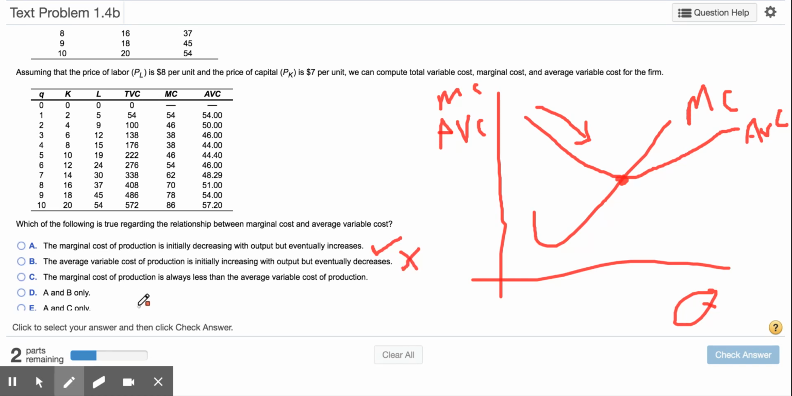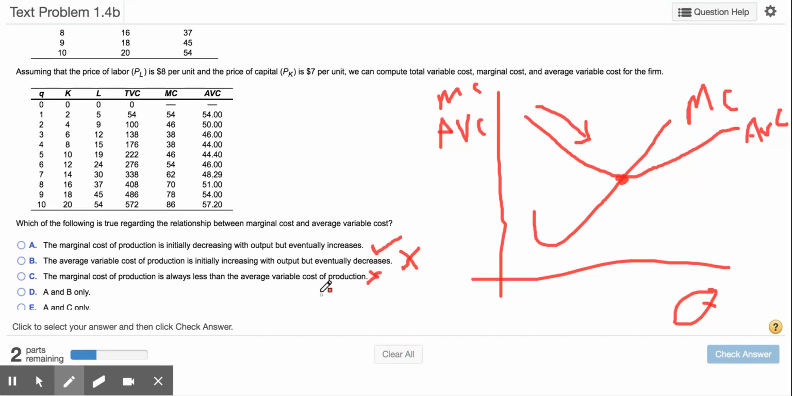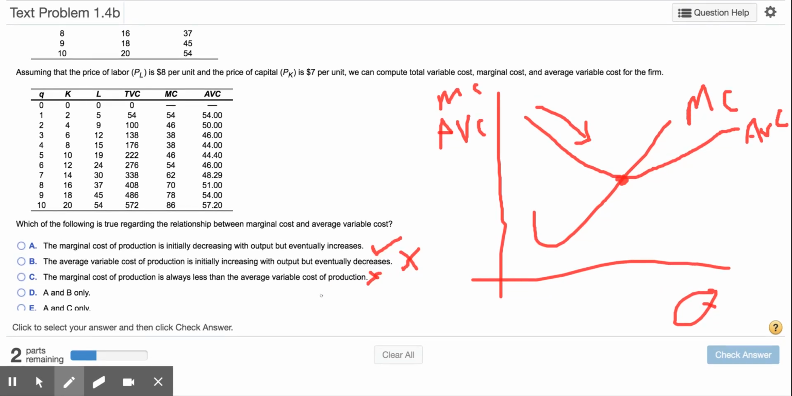C, the marginal cost of production is always less than the average variable cost. Not always. Look here, sometimes it's above, and you can see it in the numbers. If you look at this level of production, the marginal cost is higher than the average. So this is incorrect. The only right answer is A.